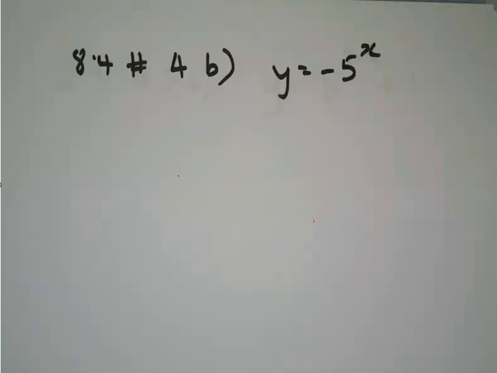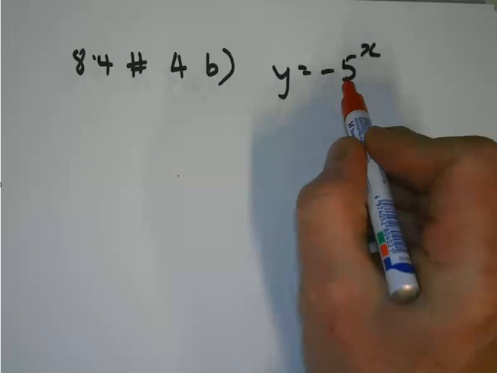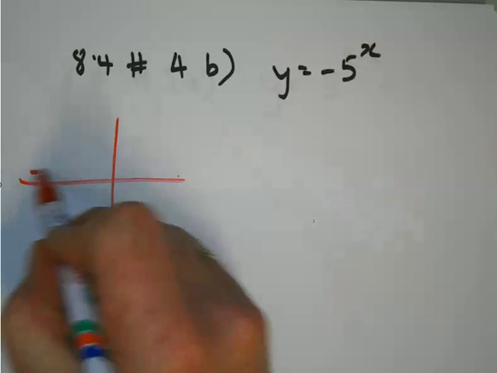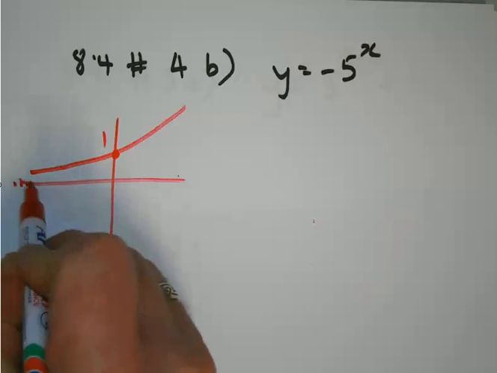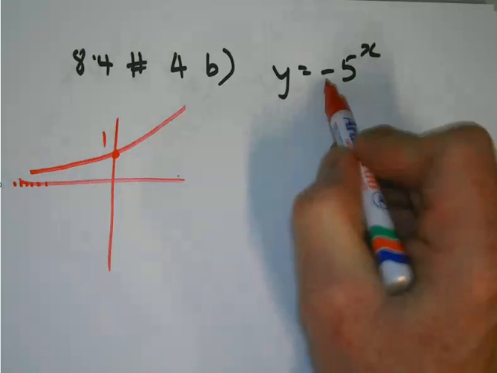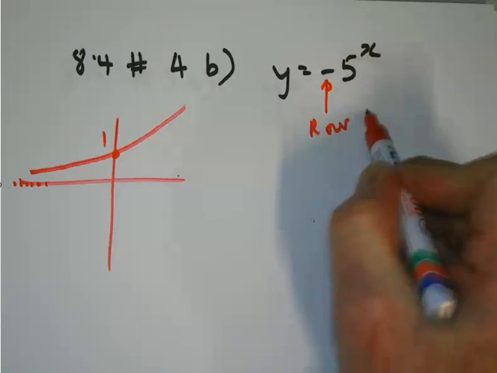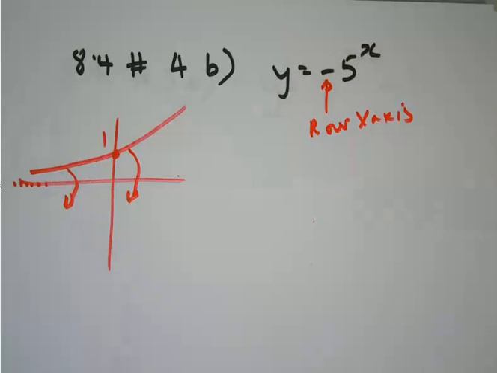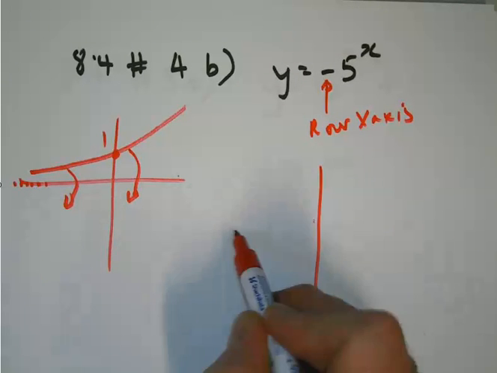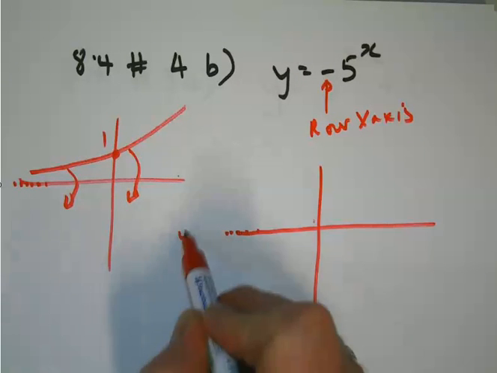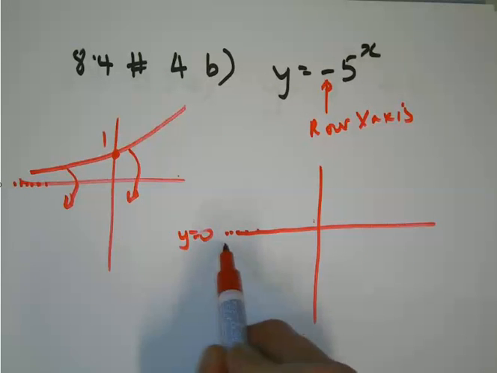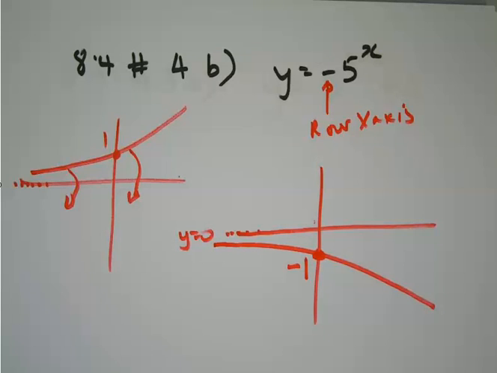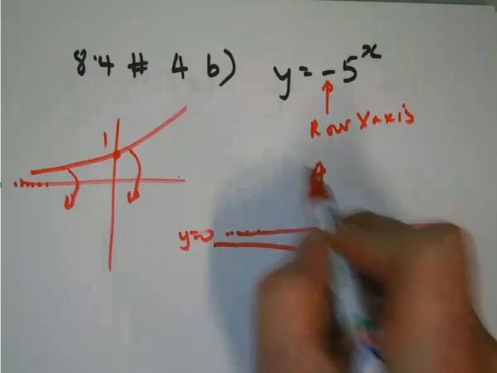8.4 question 4. y equals negative 5 to the power of x. It's an exponential base 5. Normally it would look like this, going through at 1, having an asymptote over here. The negative at the front is a reflection over the x-axis. Therefore it's going to flip over the x-axis. That's not going to affect where my asymptote is, so I'm still going to have an asymptote at y equals 0. However, my graph is going to look like this, where that now goes through at -1 because it's been reflected over the x-axis. There's y, there's x.